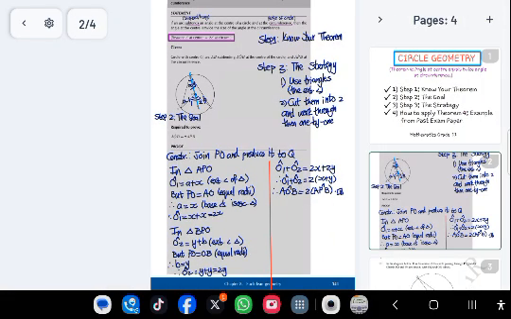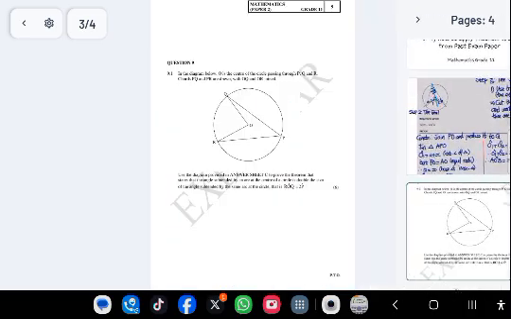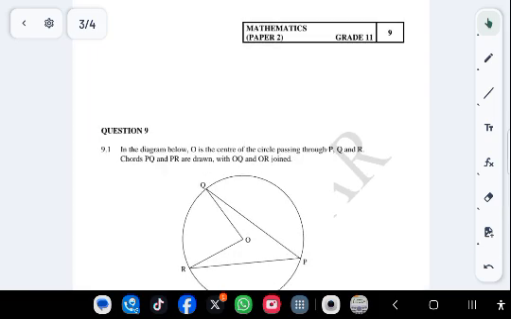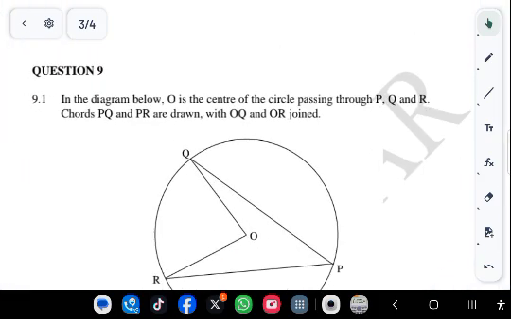Next, let's look at some questions from past exam papers. This one comes from the Gauteng paper. I don't remember what year, I didn't write that down. I'm sorry about that. Let's look at question 9.